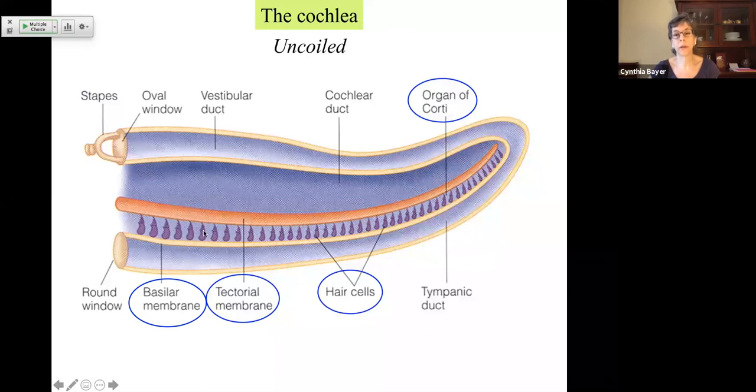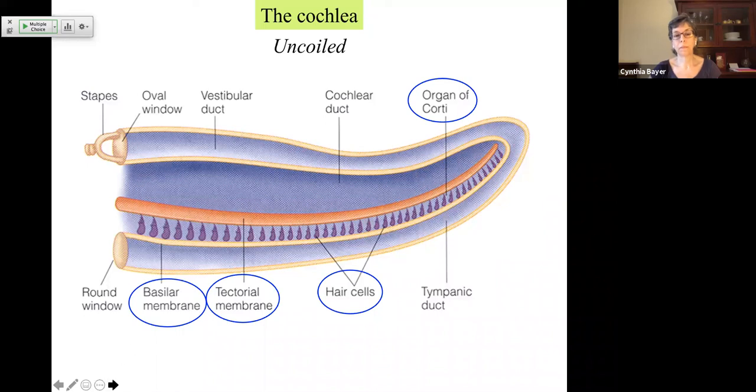And what we're going to look at when we blow up one of these bundles of hair cells is we're going to see how the movement of these pressure waves through this tympanic duct is going to cause this basilar membrane to vibrate, and that basilar membrane is going to cause these bundles of hair cells to push up against the tectorial membrane. And we're going to see what that causes.